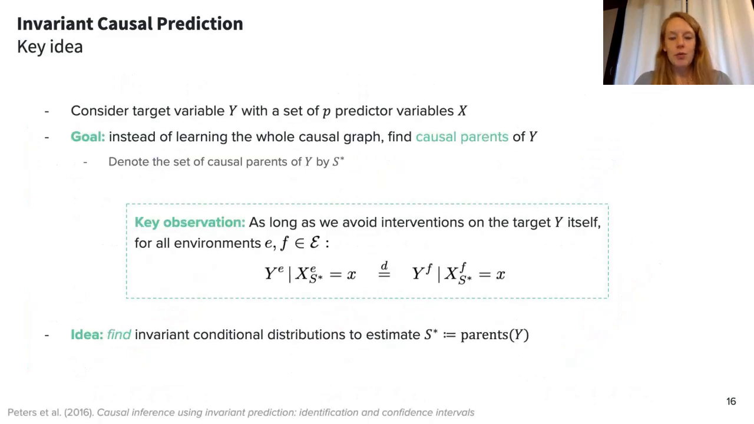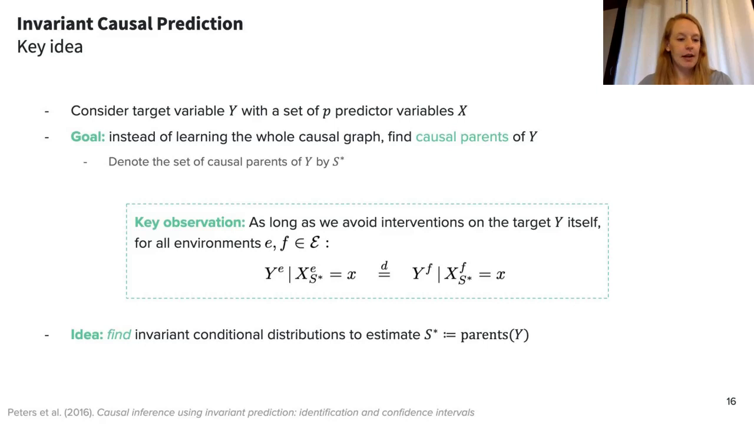A bit more formally, we consider one response variable Y of interest and a set of predictor variables X. Instead of learning the whole graph, we just want to know the causal parents of Y, and recall that this set is denoted by S star. The observation from the previous slide is that as long as we avoid intervention on Y itself, we have this invariance of the conditional distribution. We look at the conditional distribution of Y given just the causal parents of Y, and this conditional distribution is the same across all environments.